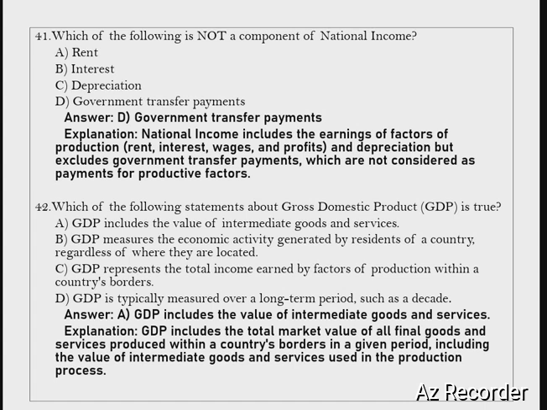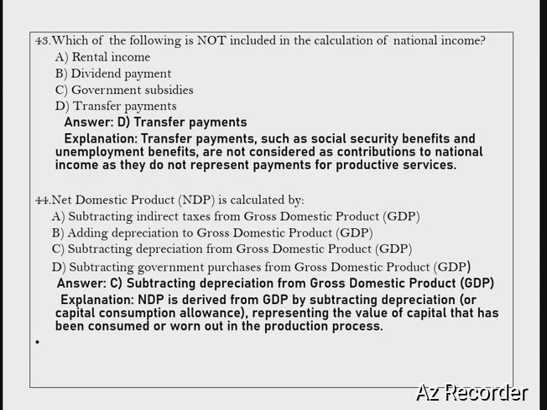Next question: which of the following is not included in the calculation of national income? Option A is rental income. Option B is dividend payment. Option C is government subsidies and option D is transfer payments. Correct answer is option D. Explanation: transfer payments such as social security benefits and unemployment benefits are not considered as contribution to national income as they do not represent payments for productive services.